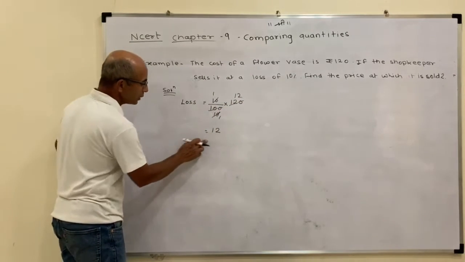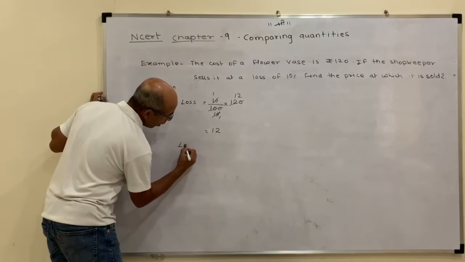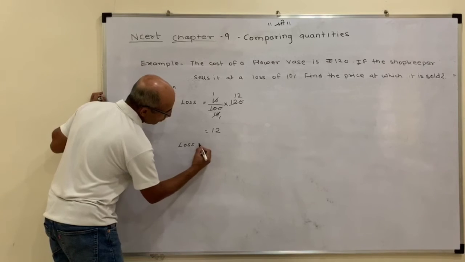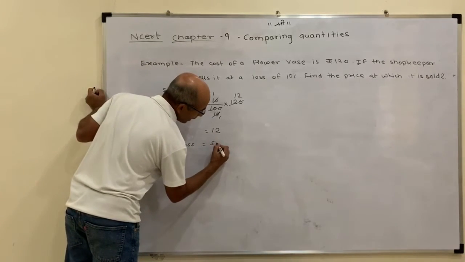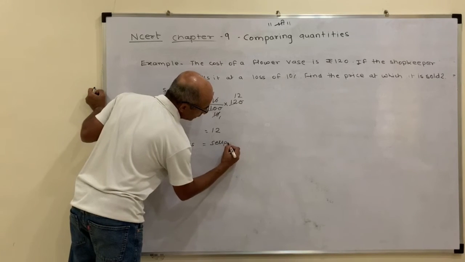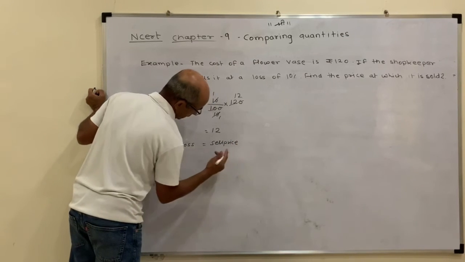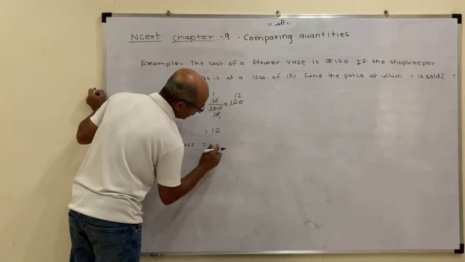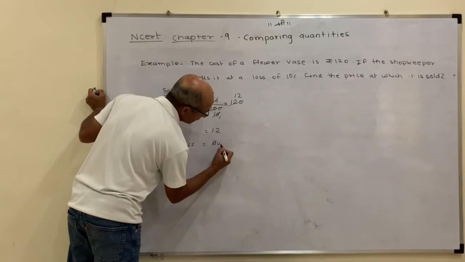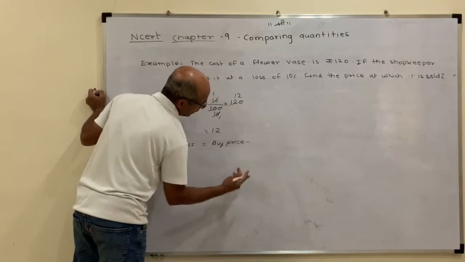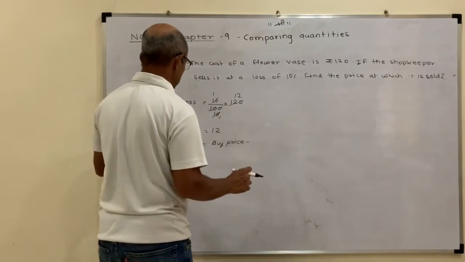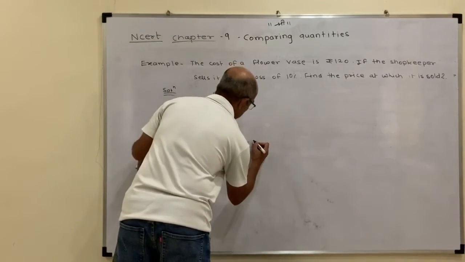Now we need to find the price at which it is sold. When we say this is loss, it equals buy price minus sale price.